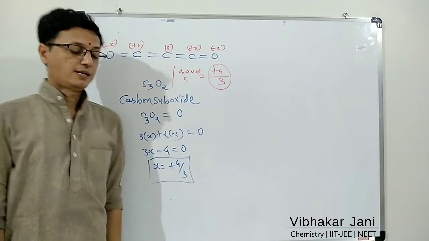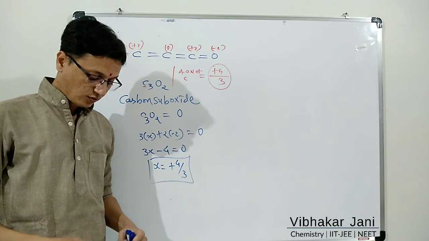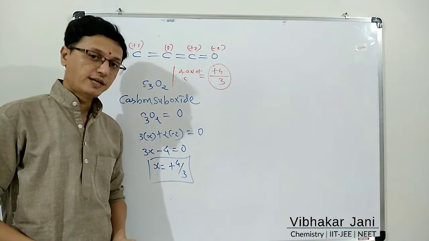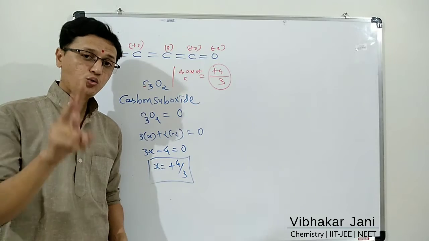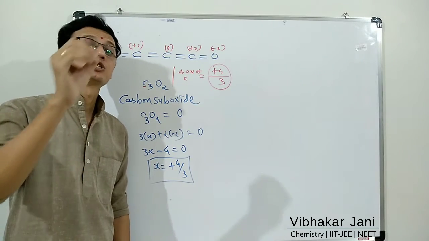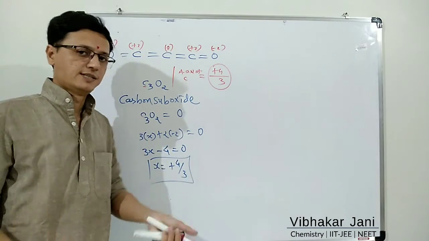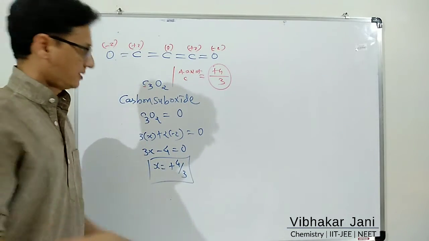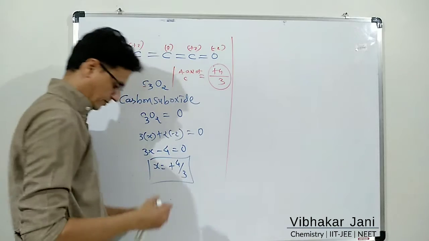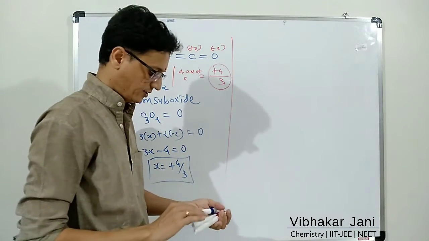So if the question is asked, what is the oxidation state of carbon in carbon suboxide? Your answer will be: 2 carbons are in plus 2 oxidation state and 1 carbon is in 0 oxidation state. Okay, let us consider one more. Now this is the last for today's lecture.